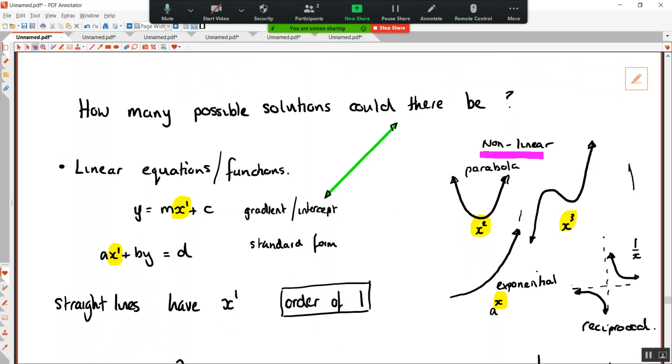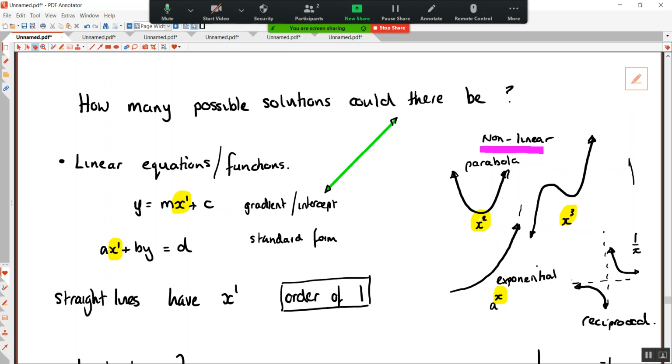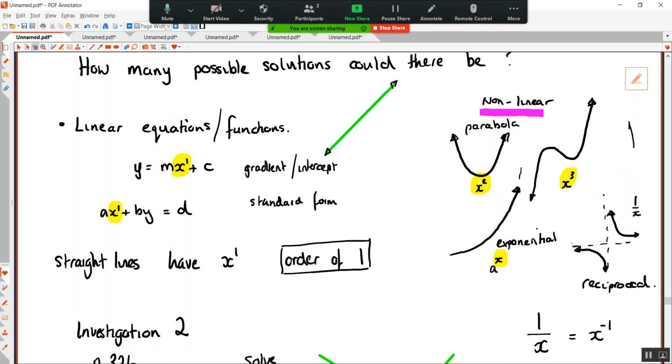And there are other ones. So non-linear, I might have an x squared, which would give me a parabola. x cubed would give me this kind of S shape. We talked about an exponential, which is a to the power of x, would give me a line that goes up. This one would be a reciprocal function because it's 1 divided by x, which is the same as x to the power of -1, and that would give me these curves with a gap in the middle, all right? And we talked about, well, how could I recognize a linear function rather than a non-linear function?